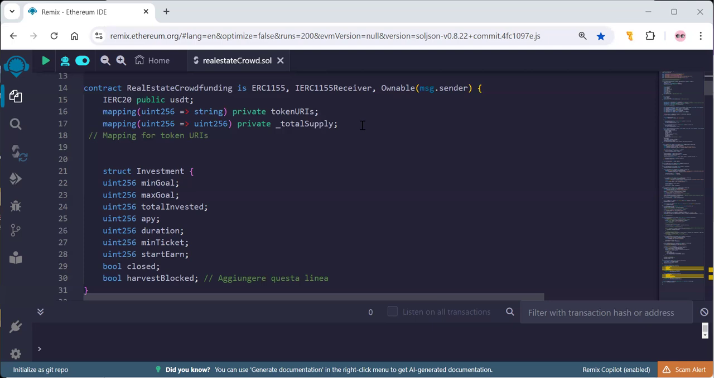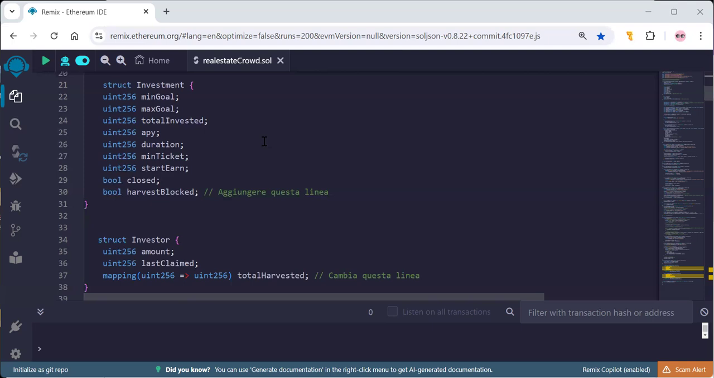Because, for example, if you think about an investment of $100,000 with a minimal ticket of $10,000, we need to divide the NFT in 10 shares. So the total supply is the shares. Then we have different structures to represent the NFT.